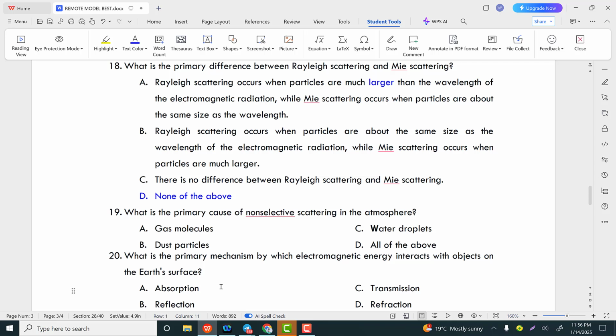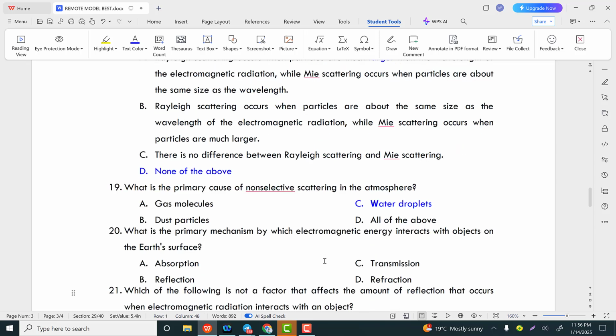Question number 19. What is the primary cause of non-selective scattering in the atmosphere? Non-selective scattering is scattering which occurs when the wavelength of the incoming solar radiation or electromagnetic energy is much smaller than the particles found in the atmosphere. So non-selective scattering mainly occurs when there are water droplets. So the answer is C, water droplets.